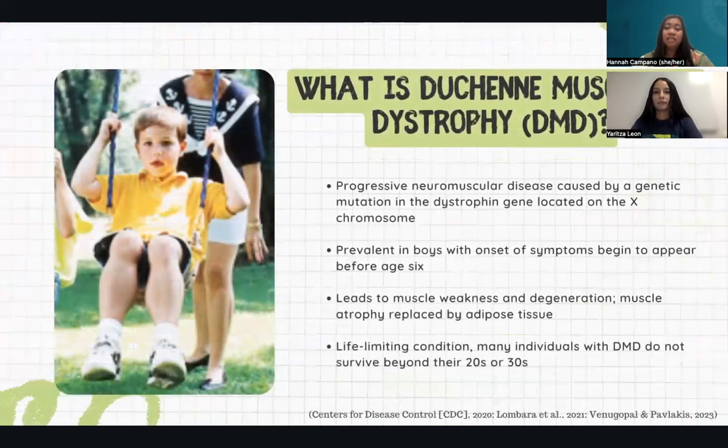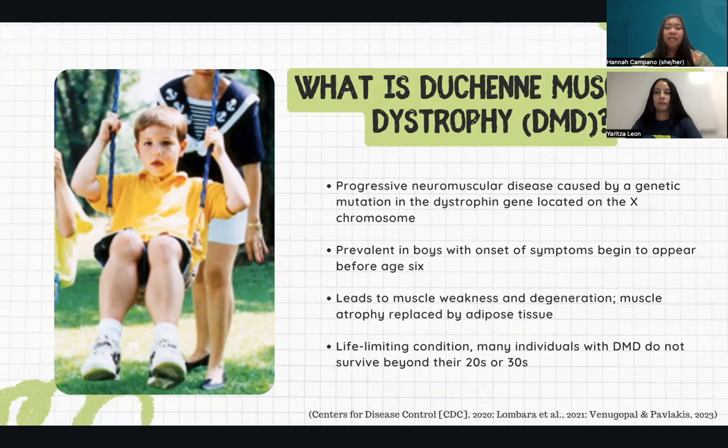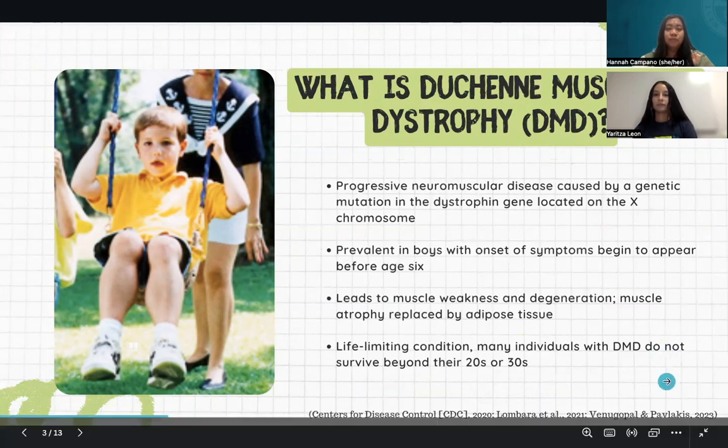So, what is DMD? It is a progressive neuromuscular disease caused by a genetic mutation on the dystrophin gene located on the X chromosome. It is prevalent in boys with onset symptoms beginning to appear before age 6. It leads to muscle weakness and degeneration, muscle atrophy, which is replaced by adipose tissue, and it is a life-limiting condition, and many individuals with DMD do not survive beyond their 20s or 30s.